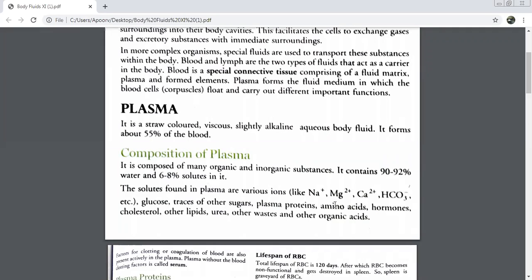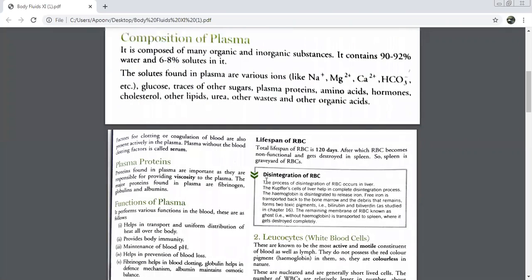We also have glucose and traces of other sugars. Of course, glucose is there, but minute amounts of other sugars are also there. It could be fructose, it could be galactose. Plasma proteins, amino acids, hormones, cholesterol, lipids, urea, waste, and other organic acids. So there are so many things which the 6 to 8% forms.